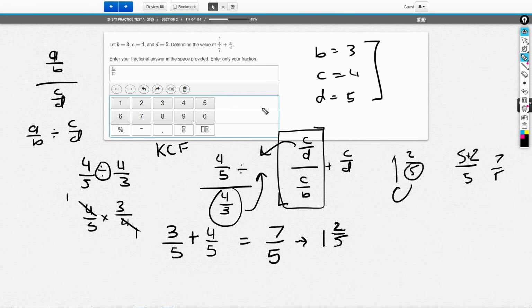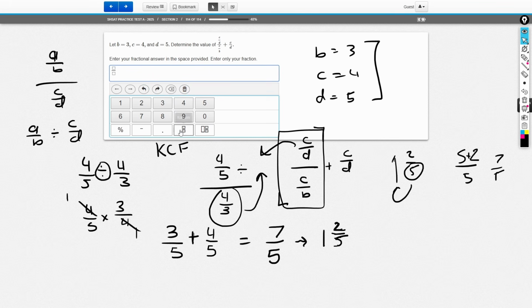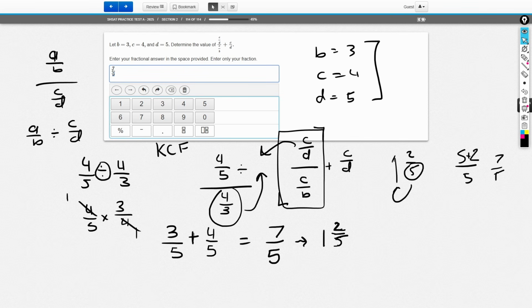So to type in our answer, we click the mixed number button. Actually, I'm going to clear this. Oh, I guess they want a fraction only. So we can just put 7 over 5 as our answer here. I guess they didn't want it in mixed number form. So keep it like that, right? If it doesn't allow you to put in a mixed number, then don't put in a mixed number. So that's the answer to number 114.